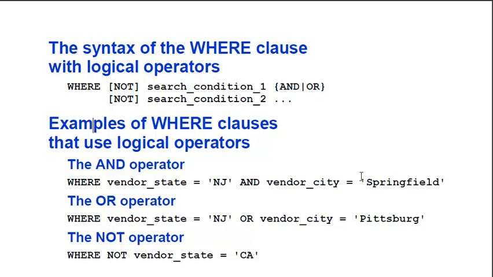So obviously the where statement can be complex. Here is an example of the and or logical operators as well as the negation. I think it's important to remember that and returns true only if both statements are true, right? So if the vendor state is New Jersey and vendor city is Springfield, only if in each row both strings are like that, the where statement will return true. Or requires only one of the statements to be true.